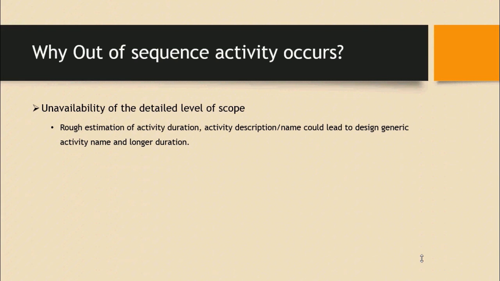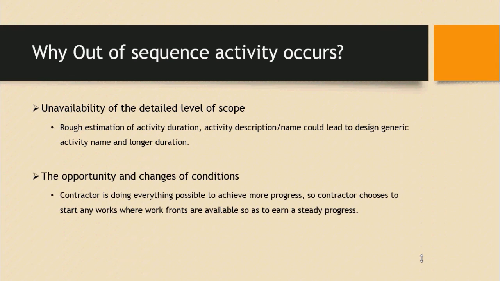And why does out of sequence activity occur? It might be due to unavailability of detailed level of scope, that is describing one scope of work under one activity name with one rough estimated activity duration. And another reason is that a contractor is always trying to achieve maximum progress during the project duration, so he might try to attack all the work fronts available to him for a steady progress, and this might create an out of sequence activity within the project.